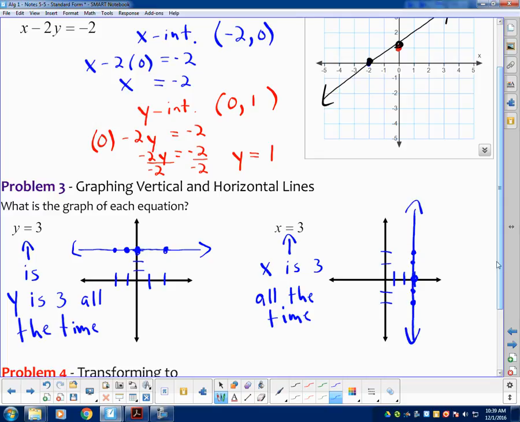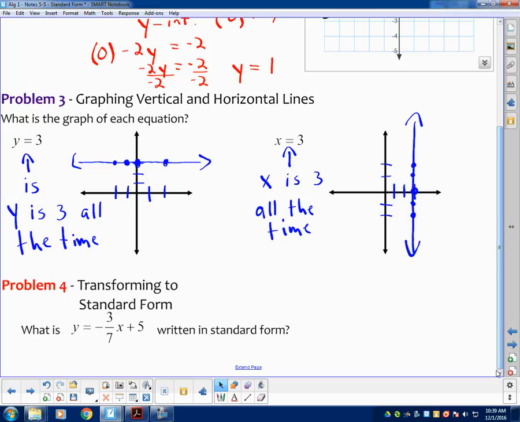So x equals lines, we see our vertical lines, they have undefined slope. Y equals lines, our horizontal lines, they have a slope of 0. All right, problem number 4.